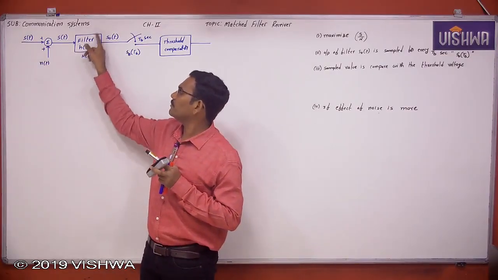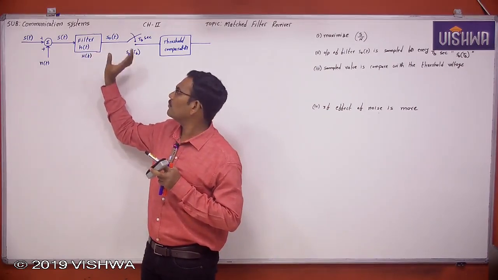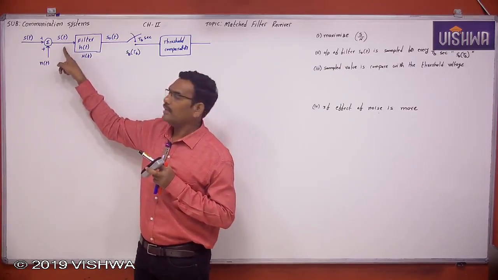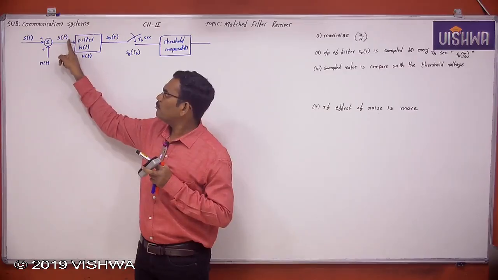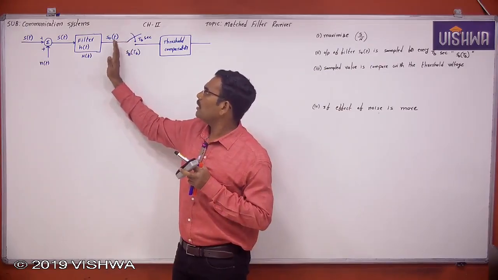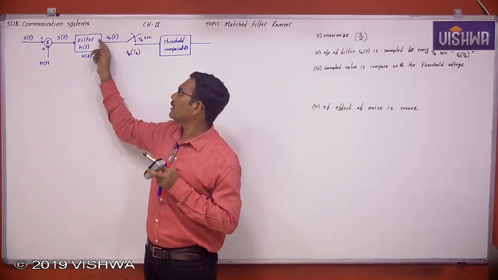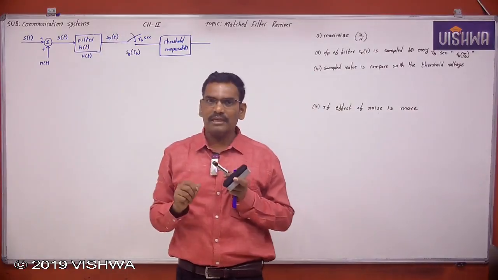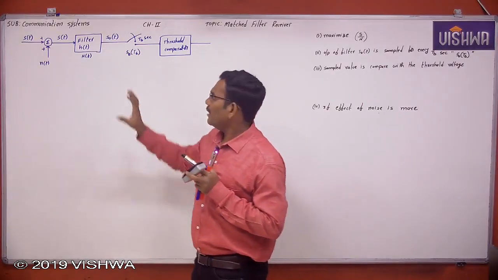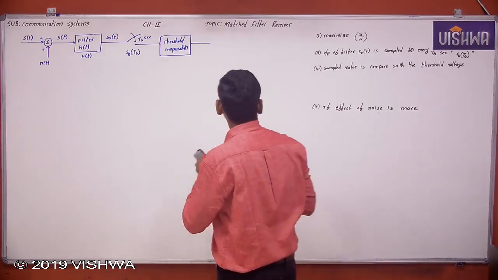Now this is a filter, this is the filter impulse response and this is the filter output. S0 of t is the filter output. S of t is the input signal to the filter. S0 of t is the output signal at the filter output. So now the question is, what is the purpose of this filter? Why are you using a filter at the receiver side? What is the role of the filter in digital communication?